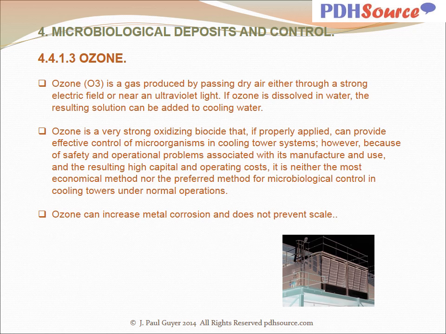Ozone is a gas produced by passing dry air either through a strong electric field or near an ultraviolet light. If ozone is dissolved in water, the resulting solution can be added to cooling water. Ozone is a very strong oxidizing biocide that, if properly applied, can provide effective control of microorganisms in cooling tower systems. However, because of safety and operational problems associated with its manufacture and use, and the resulting high capital and operating costs, it is neither the most economical method nor the preferred method for microbiological control in cooling towers under normal operations. Ozone can increase metal corrosion and does not prevent scale.